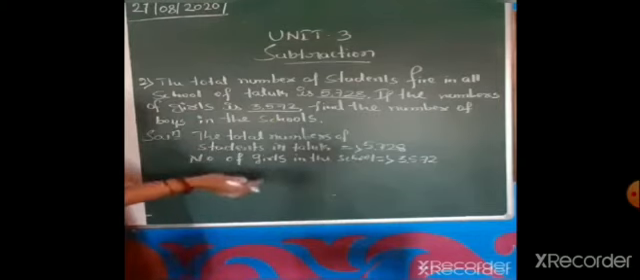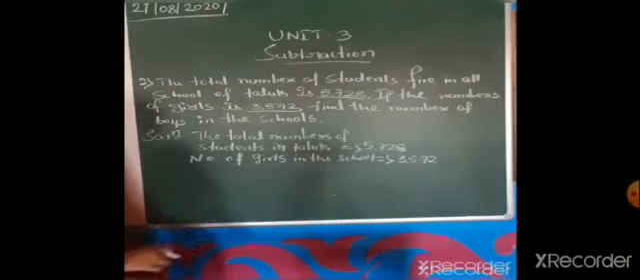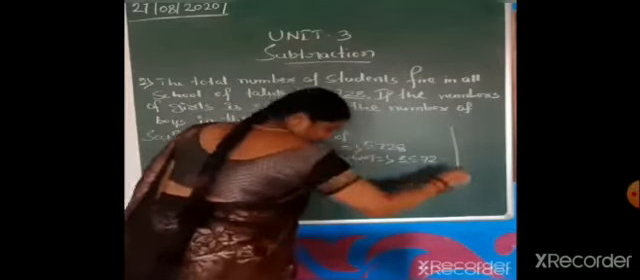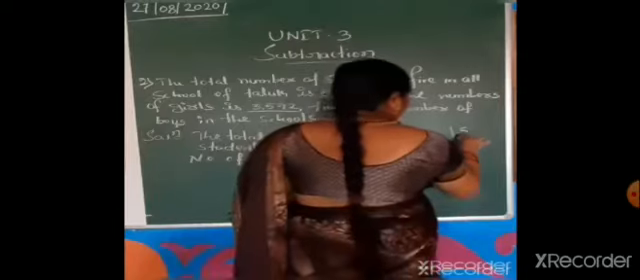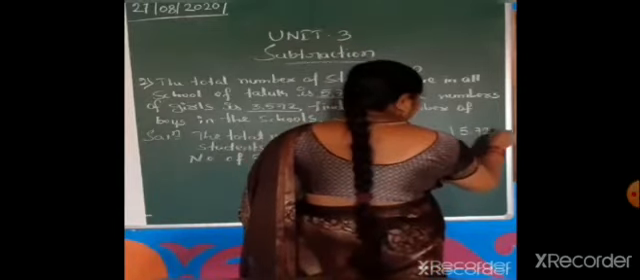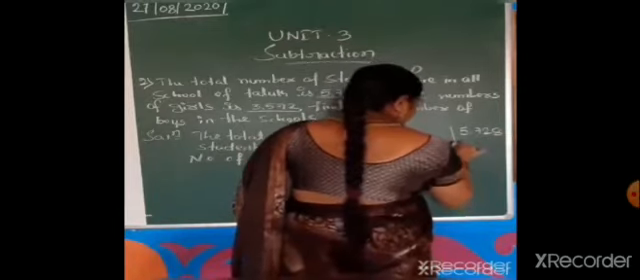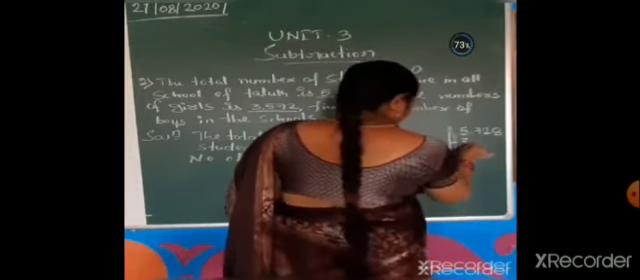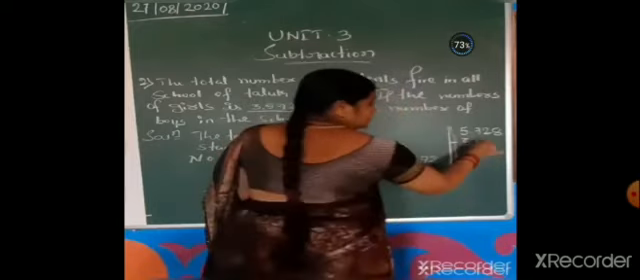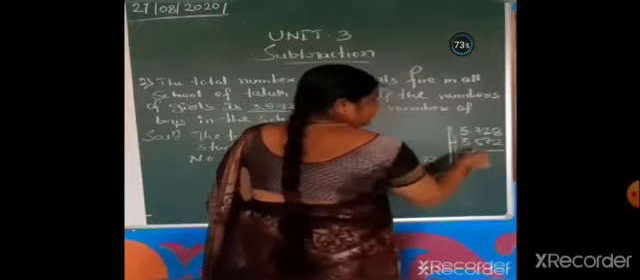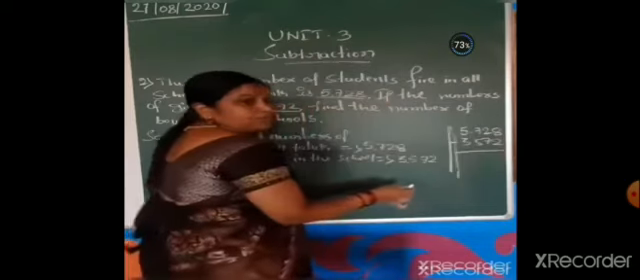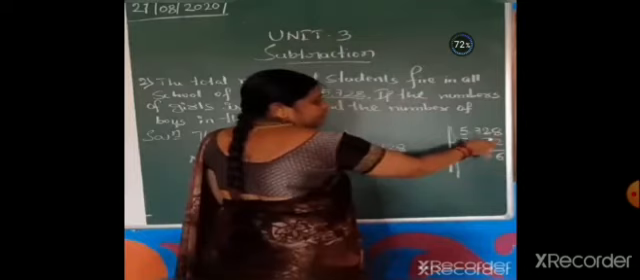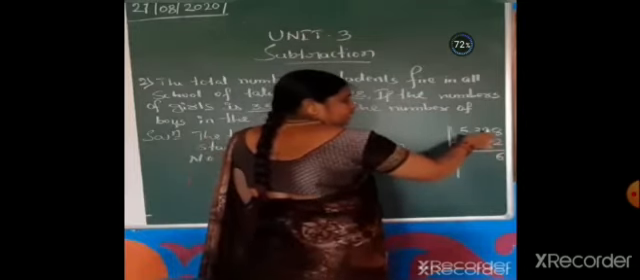Now we find the number of boys in the schools. Now we subtract 5728 minus 3572. We take a side rough. First we write 5728 minus 3572. Now we start from the unit place. 8 minus 2, 6. 2 minus 7: 2 is the smaller number, 7 is the bigger. How can you subtract 2 minus 7?